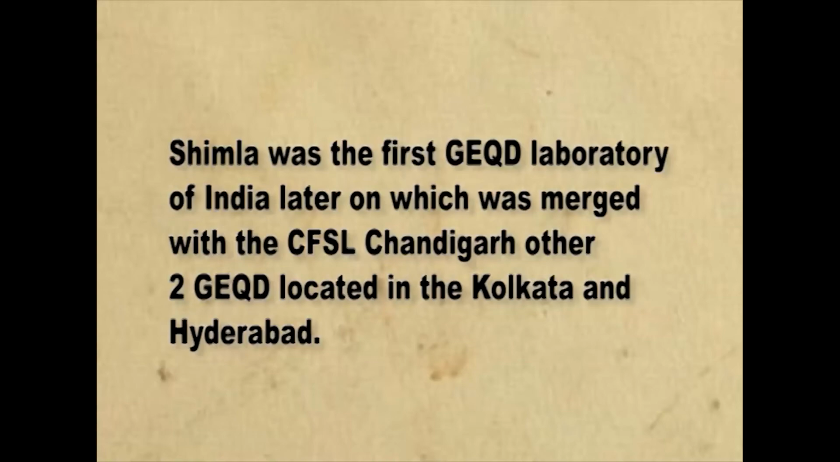During World War II, this organization took up the additional work of secret censorship, including the detection of invisible writings and training of military personnel in the field of this particular science. Shimla was the first GEQD laboratory of India, which later on was merged with the CFSL Chandigarh, the other two GEQDs being located at Kolkata and Hyderabad.